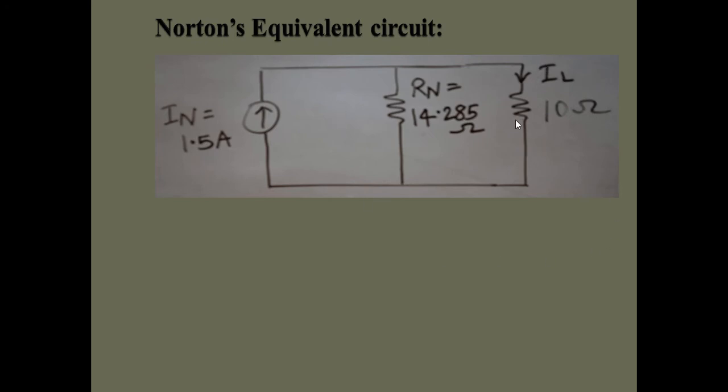Again, to find the value of IL, we will use current division rule. What is current division rule? Opposite branch resistor into total current divided by addition of resistors. Opposite branch resistance into total current divided by total resistance. So we will get the value of IL as 0.882 ampere.